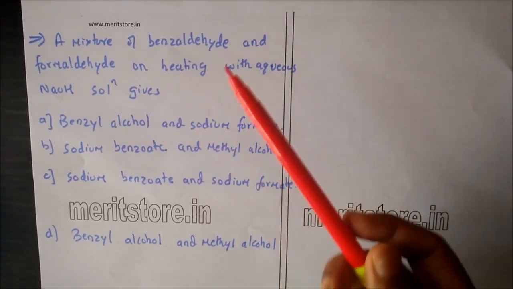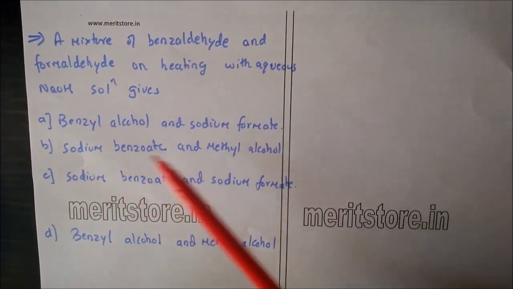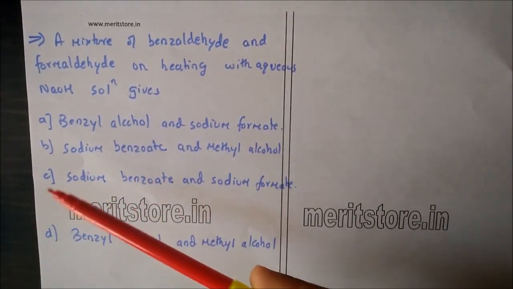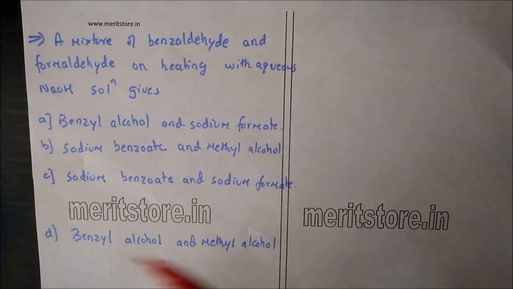A mixture of benzaldehyde and formaldehyde on heating with aqueous NaOH solution gives A. benzyl alcohol and sodium formate, B. sodium benzoate and methyl alcohol, C. sodium benzoate and sodium formate, or D. benzyl alcohol and methyl alcohol.